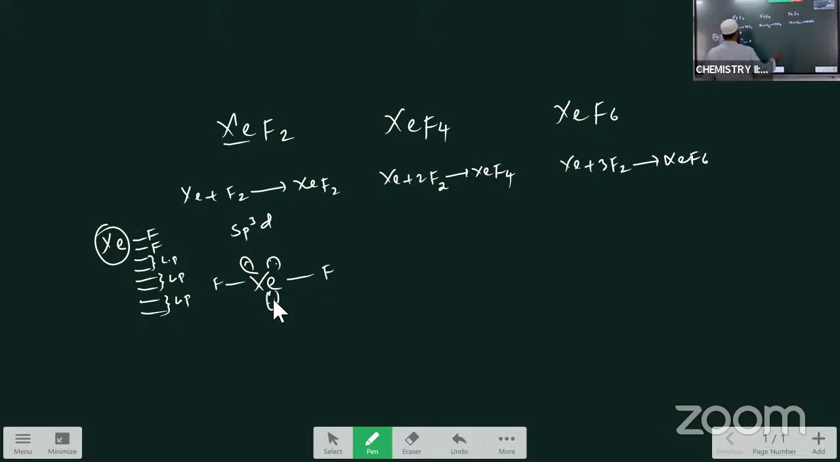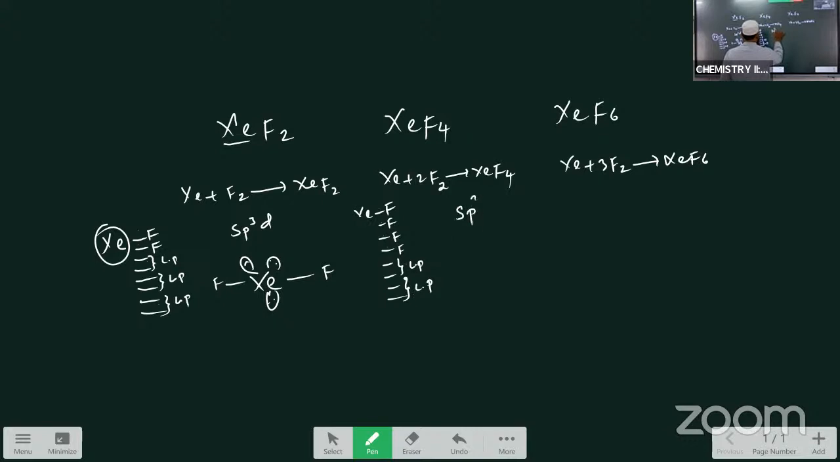Now XeF4, how is it prepared? Xenon, 8 lines, because it is an 8th group element. 4 fluorine atoms I have written here. Then these two become one lone pair and these two become one lone pair. So see how many electron pairs are there on the xenon? 1, 2, 3, 4, 5, 6. 6 electron pairs are there on the central element.